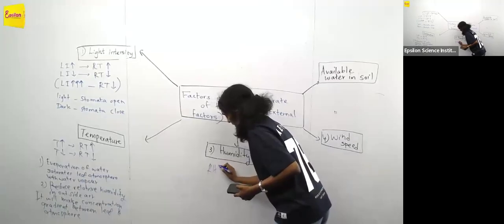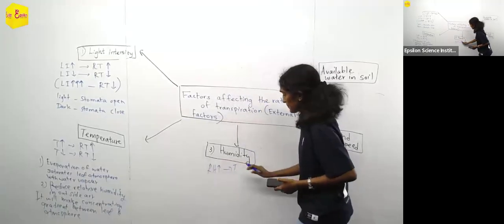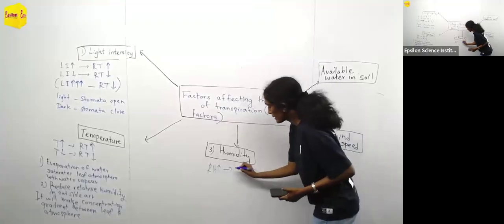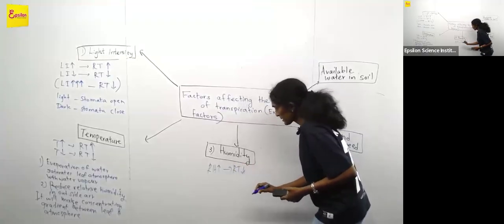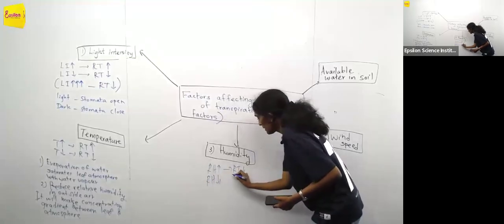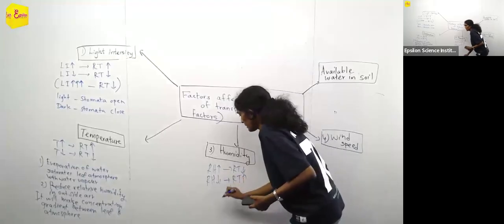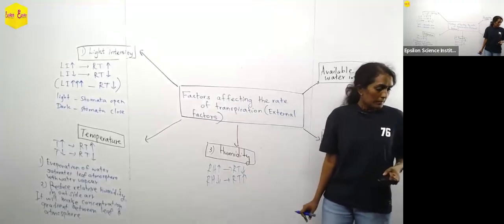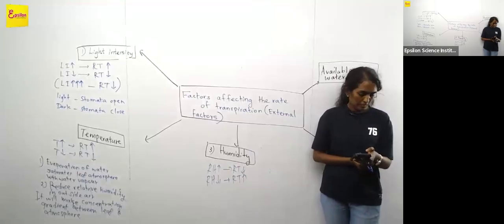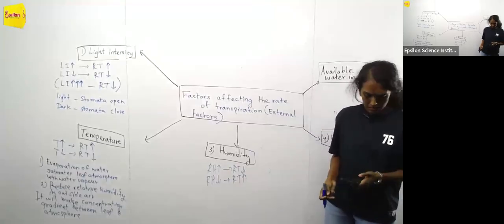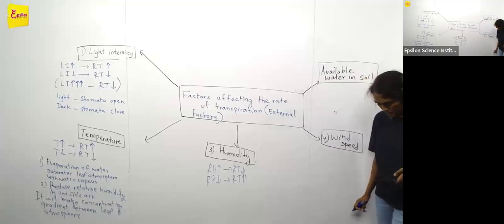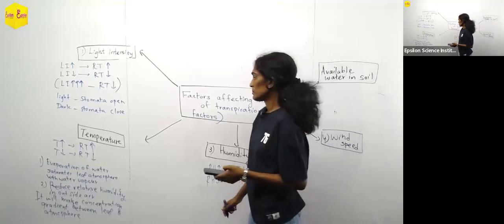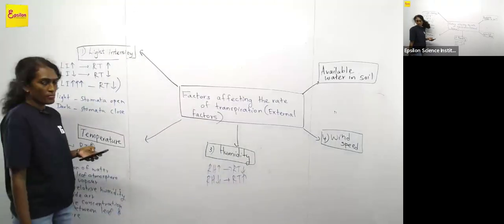Then what do you think about relative humidity? When relative humidity is high, what will happen to the rate of transpiration? It decreases, no? During rainy days, rate of transpiration decreases. When relative humidity is low, rate of transpiration is high. This is an inversely proportional relationship. Come and read about relative humidity too. Same thing is there, no?